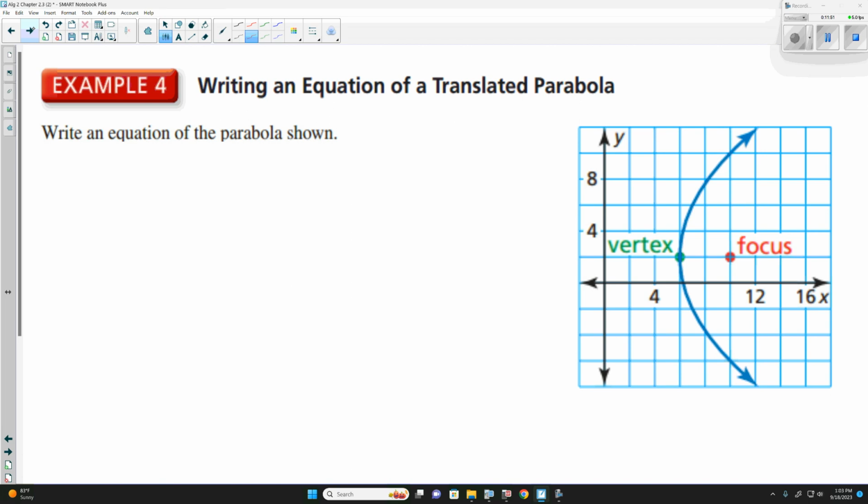And which one of the two equations opens left or right? X equals or y equals? X equals. So we can start off with x is equal to 1 over 4p times y minus k squared plus h.